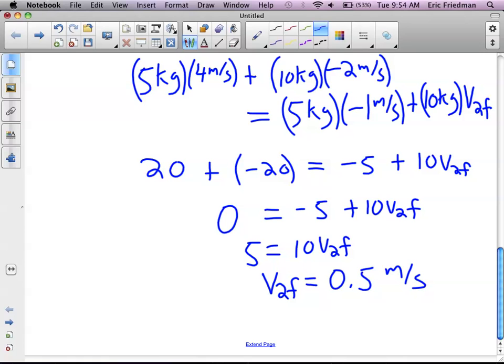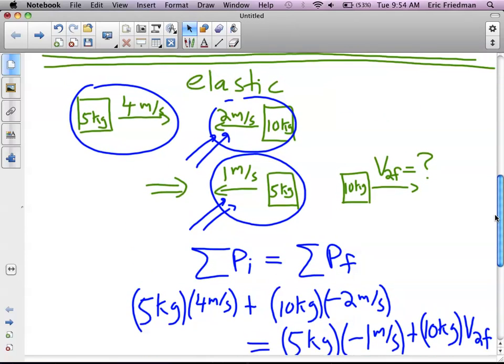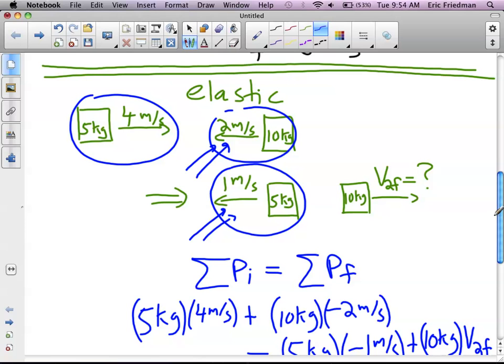And notice how this is a positive number, which means it's going in the right direction. Let's just go back and check our drawing to see if that actually makes sense. Okay, great. It's in the positive direction over here. I needed this guy to be going in the positive direction, so that's good that I got a positive number out of it.